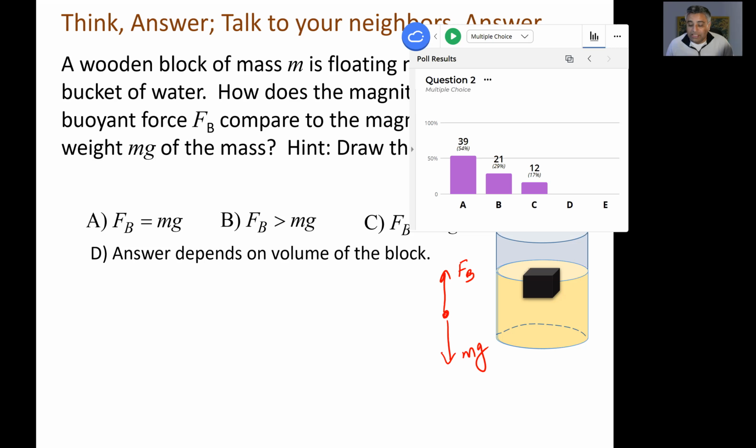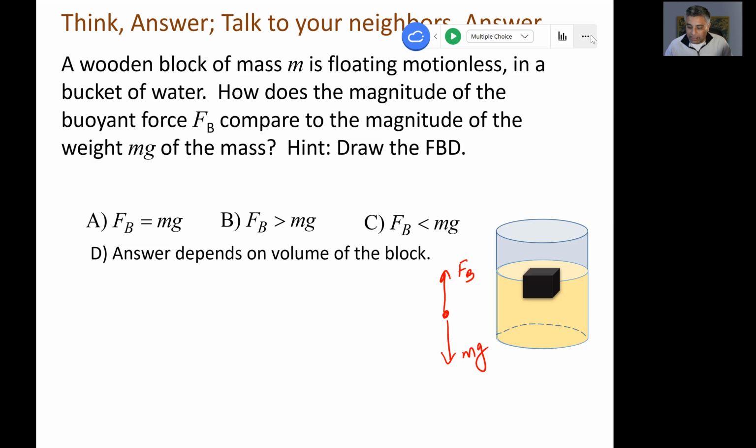Hey, looks like I need to change my mind. That makes sense. Net force is 0. It's in equilibrium. So that means the upward force and downward force must be equal, right? So yeah, it is the correct answer.